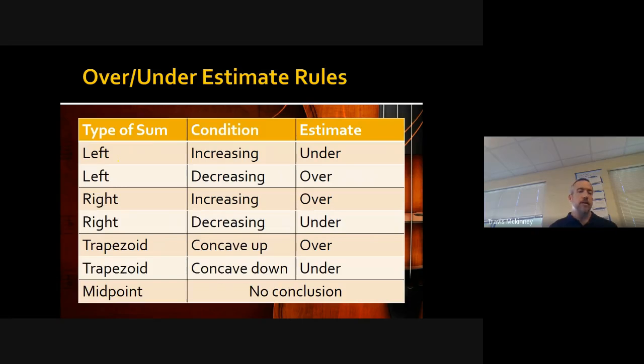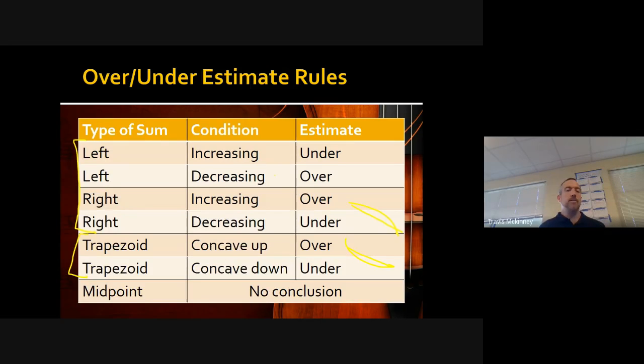Here's the other summary. So basically, if you're doing a left or right sum, you want to look at whether it's increasing or decreasing, and that'll tell you whether you're an over or an underestimate. For a trapezoid sum, you want to look at whether it's concave up or concave down. Because with the trapezoids, the concavity matters, because you'll either draw a trapezoid that's above or a trapezoid that's below. For the left and right sums, it just matters whether the original function is increasing or decreasing. It doesn't matter whether it's concave up or concave down. The left or right sum is still going to match.